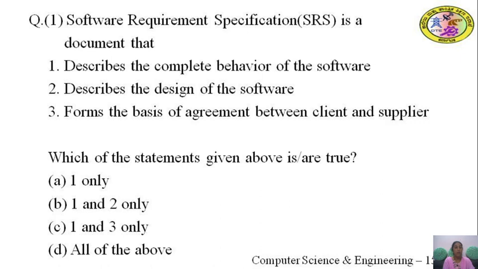Now let us try to answer some of the multiple choice questions. The first question here is, software requirement specification, that is SRS, is a document that 1. Describes the complete behavior of the software, 2. Describes the design of the software, 3. Forms the basis of an agreement between the client and the supplier.